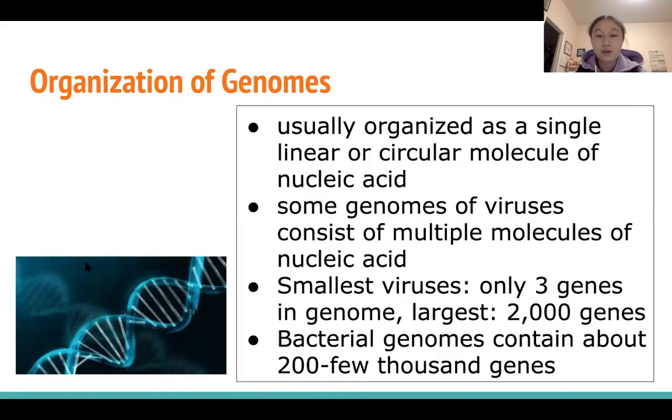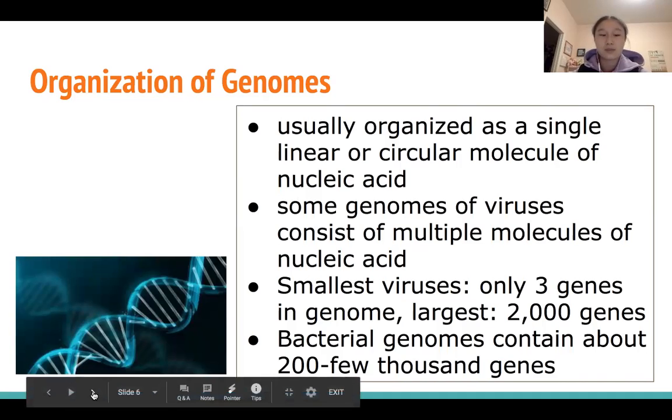Organization. Viruses are usually organized as a single linear or circular molecule of nucleic acid. Some genomes of viruses consist of multiple molecules of nucleic acid. The smallest viruses have only 3 genes in their genome, while the largest have 2,000 genes. If you compare that to bacterial genomes, viral genomes have very few, because bacterial genomes contain about 200 to a few thousand genes.